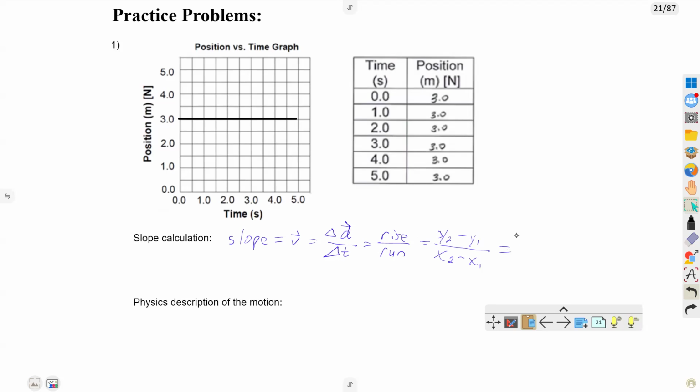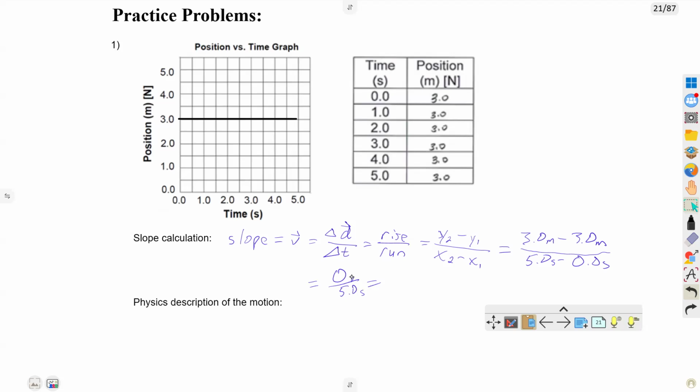At 5 seconds here, we end up at the 3 meter mark. We start at the 3 meter mark. Oop, that was not a good line. Let me try to do a nice straight line there. There we go. A little bit better. And then the change in the x-axis is going to be, we're ending at 5 seconds. We're going to subtract from that our initial, which was 0 seconds. So our delta D is going to be 3 minus 3, which is 0. Our change in time is going to be 5 seconds.